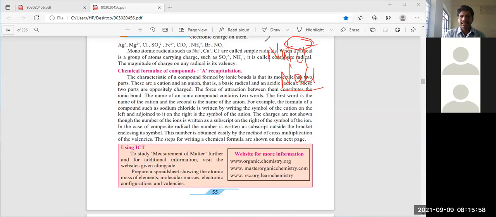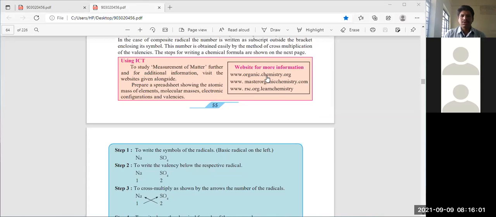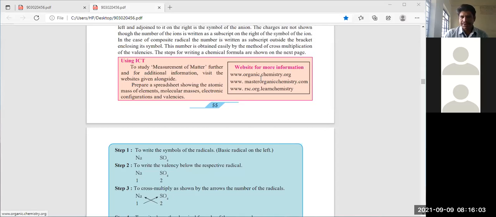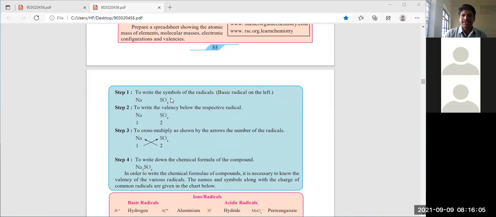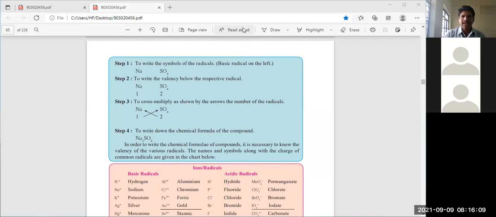Now we have to see the next thing, which is very simple: how to write their molecular formula. That is a very important thing. Molecular formula, step one: write the symbols of the given radicals. Suppose now we are going to speak about sodium sulfate. What is the first radical? Sodium, the basic radical, written on the left. Remember this. Then the acidic radical SO4 we write here like this.